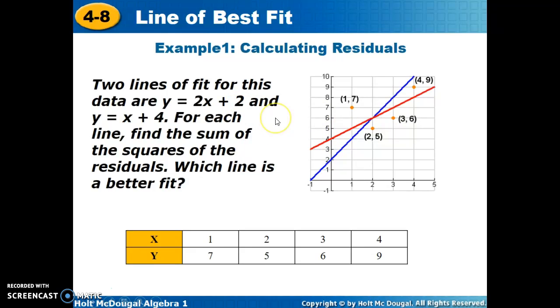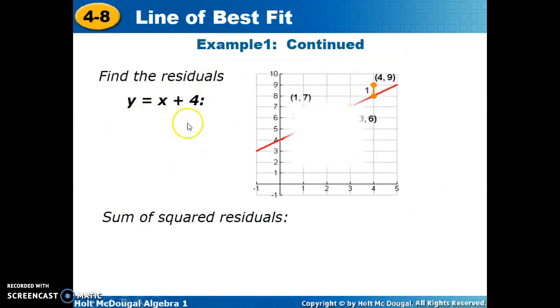So the way that we're going to find our residuals is this. We're going to take the distance from the point to the line. Let's go with y equals x plus 4 first. So we're going to take the distance from the point, 1, 7, to our line. You see we're just counting on the grid. That's 2 above. Next point is 1 below, the other 1 below, and 1 above.